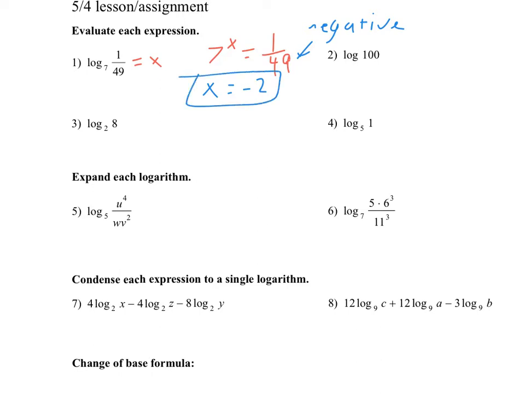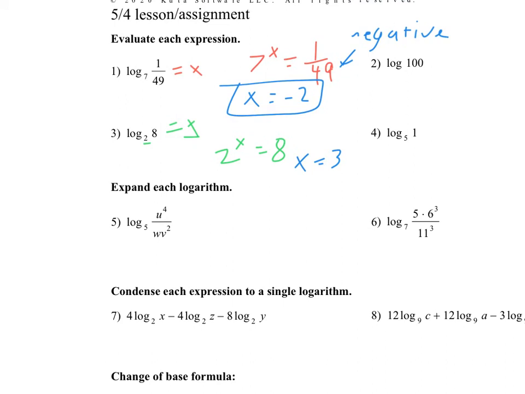Next up, number 3. So once again, let this equal x, and then we'll switch it to exponential form. So the base is 2 to the power of x equals 8. And so I know that this is not 4 because it's an exponent here, so x to the third power would give you 8.